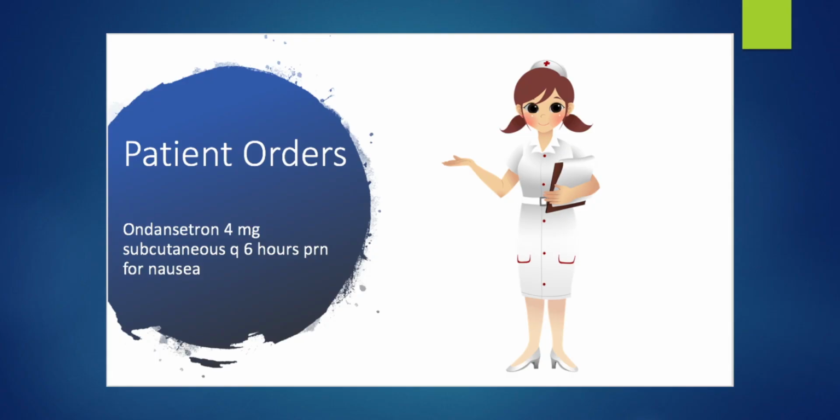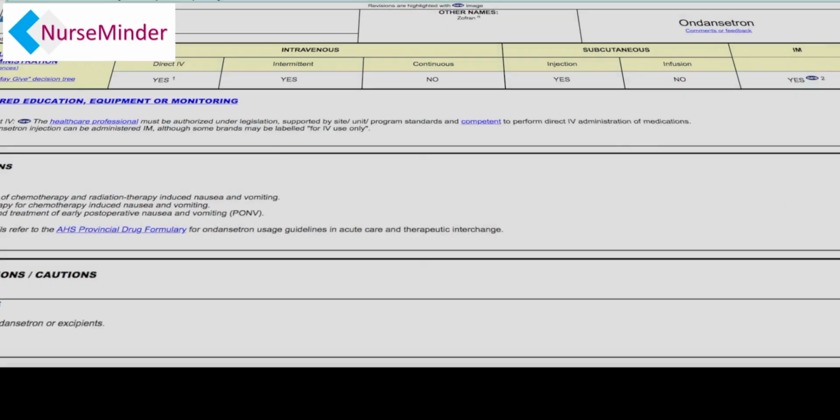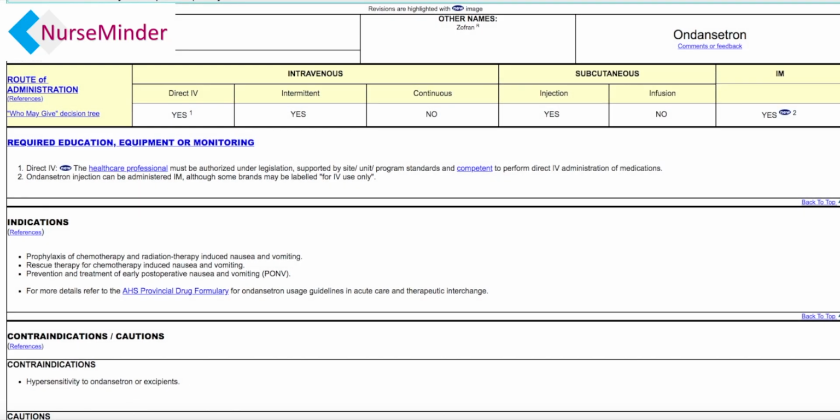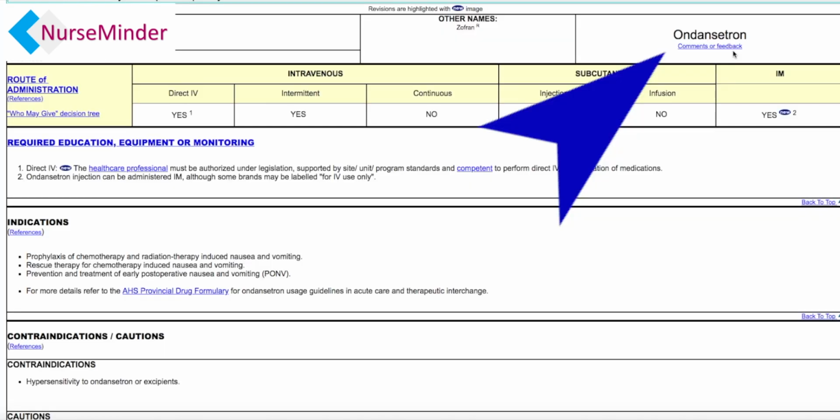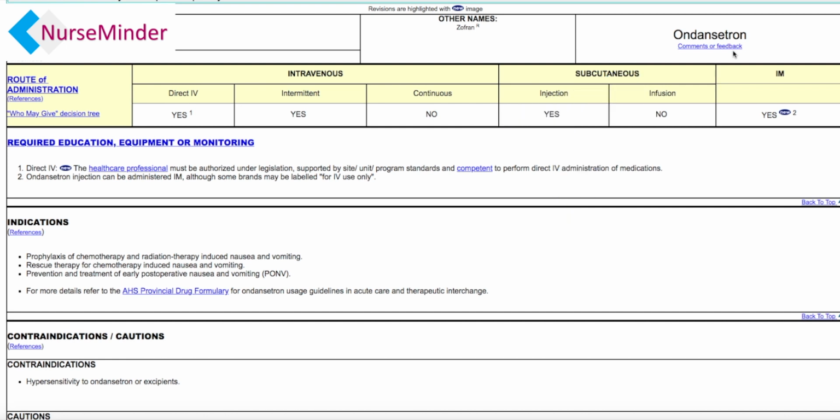So why don't we start with a medication order for ondansetron, 4 milligrams subcutaneous every 6 hours PRN for nausea. This is one example of a parenteral monograph. The first thing I need to check is that I have the right medication. And in fact, I do have the ondansetron monograph here.